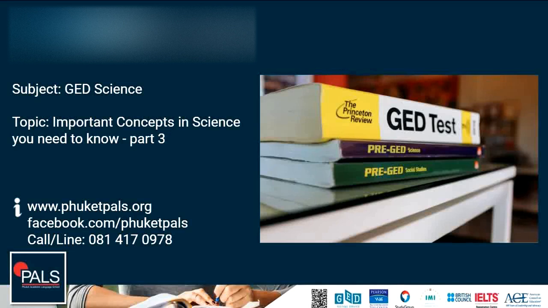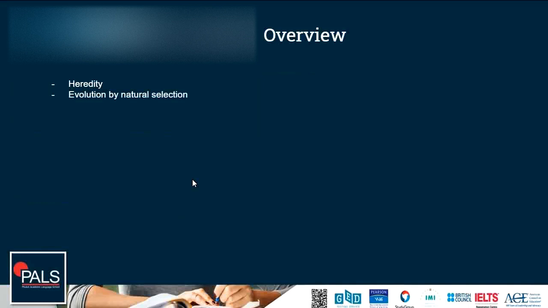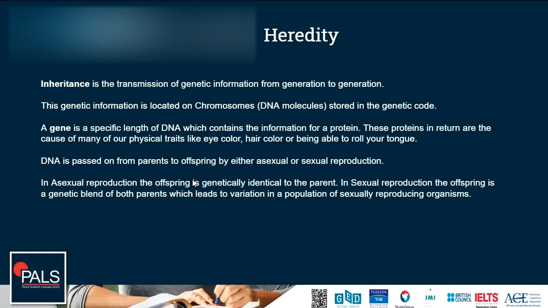All right, today's concepts we will talk about are heredity, or inheritance, and evolution by natural selection. Heredity, or inheritance, is the transmission of genetic information from generation to generation. This genetic information is located on our chromosomes, our DNA molecules in our cells, and stored in the genetic code.